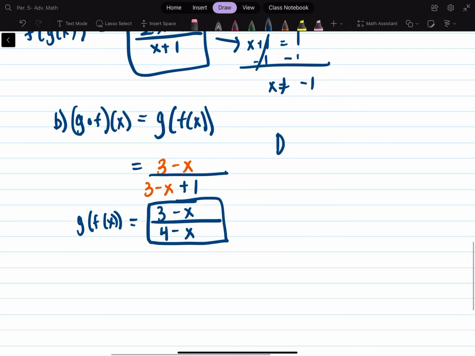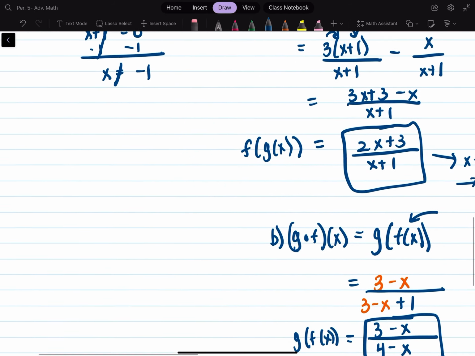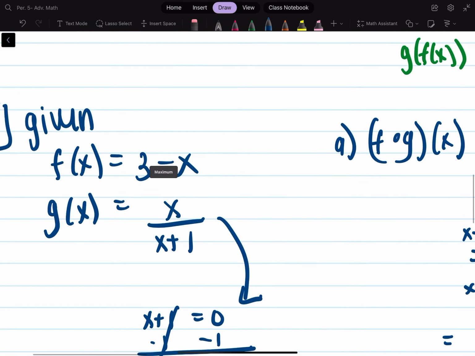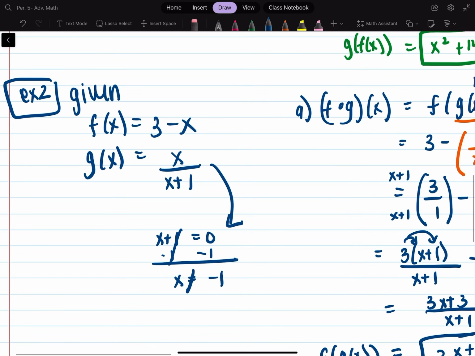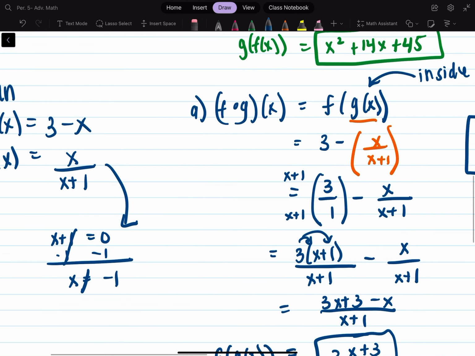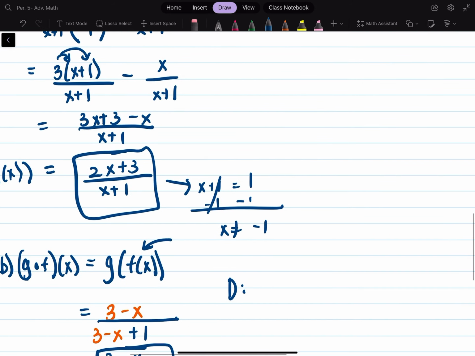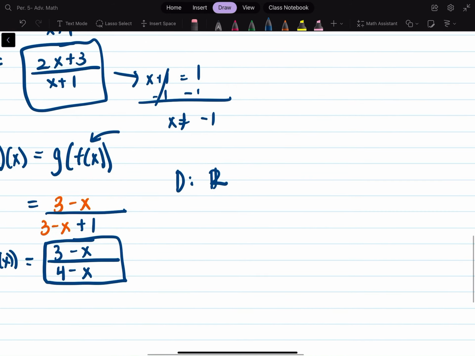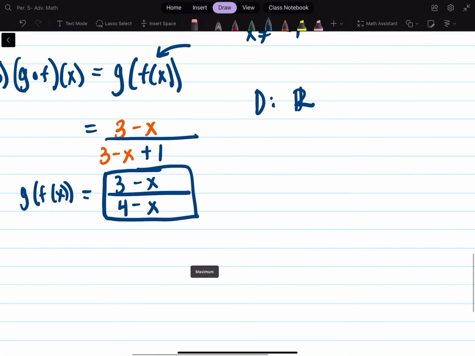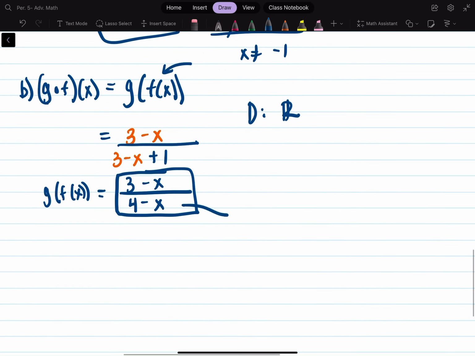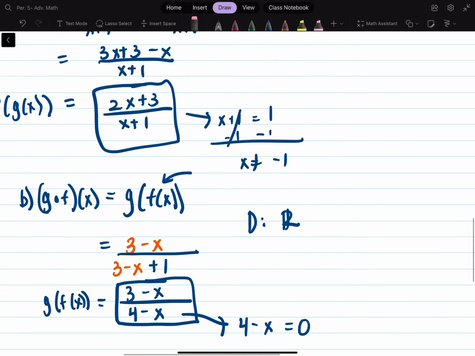Now, what's the domain of it? Well, let's first look at the domain of the inside. Now, in the inside, it was just a linear function, 3 minus x, so we know that the domain is all real numbers. Okay. Now, let's see if there's anything we need to exclude. Well, over here, we know that the value of x that will make our denominator equal to 0.